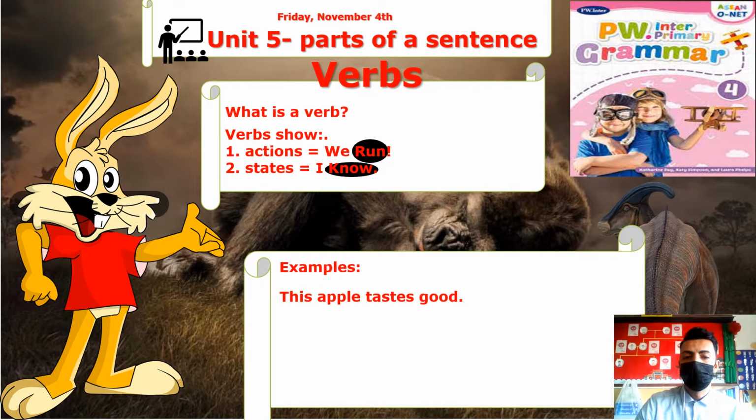Now we have another example here. This apple tastes good. Now where is the subject in this sentence? This apple. And where is the verb? Taste. Good is the adjective.